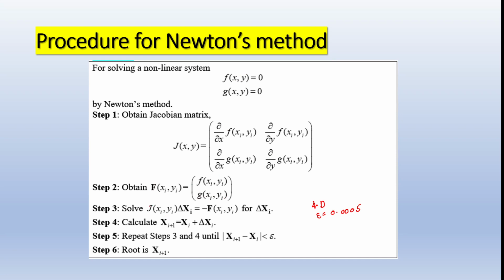Then you solve the linear system, Jacobian Δx equal to negative F, for Δx using the inverse matrix method. Then xi is the initial guess. We obtain Δxi from step 3, and then we can know the vector xi plus 1. Repeat steps 3 and 4 until the modulus of xi plus 1 minus xi is less than epsilon. If we use 4 decimal places, for epsilon we use 0.005. And lastly, the root is the vector xi plus 1.